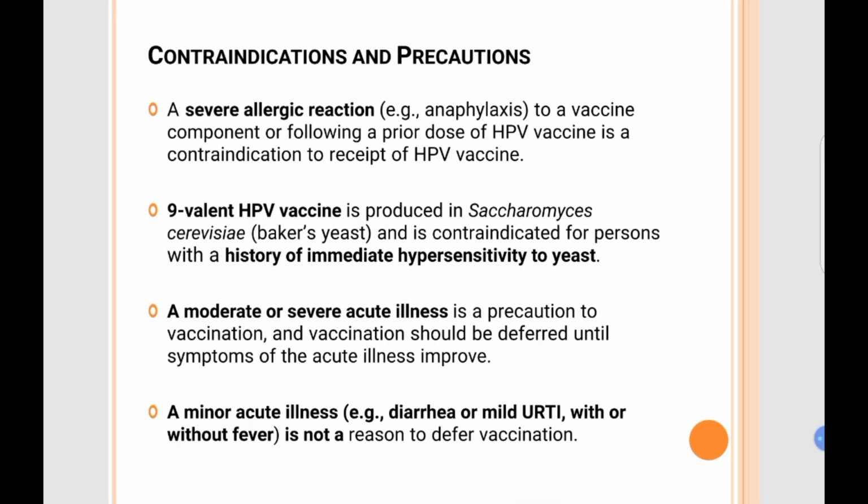Coming to the contraindications and precautions, severe allergic reactions, especially anaphylaxis to a vaccine component following a previous HPV vaccine, is a contraindication for giving HPV vaccine. The nonavalent HPV vaccine is produced from Baker's yeast, that is Saccharomyces cerevisiae. So any hypersensitivity to the yeast is a contraindication for nonavalent HPV vaccine.